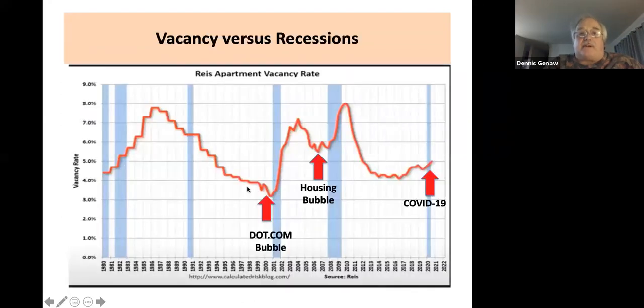Now, vacancy versus recessions. If you look at the last 3 recessions that we've had, with the dot-com bubble in 2000, we saw vacancies go from just over 3% up to over 7% in a matter of 2 years as a result of that recession. The housing bubble in 2007 and 8, we saw vacancies jump up to 8%. And we're starting to see, as I mentioned earlier, San Francisco, New York, and a bunch of other cities seeing some terrific vacancy numbers.